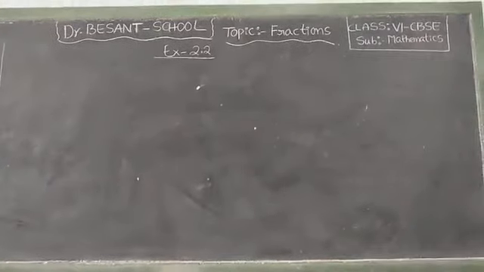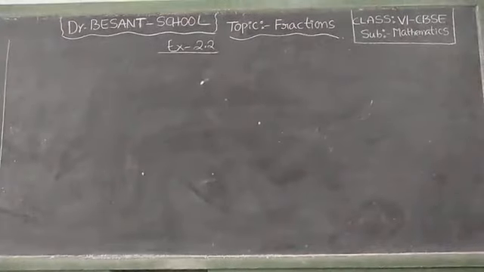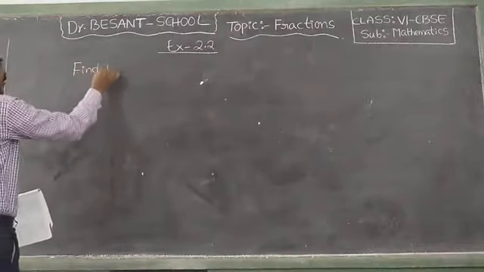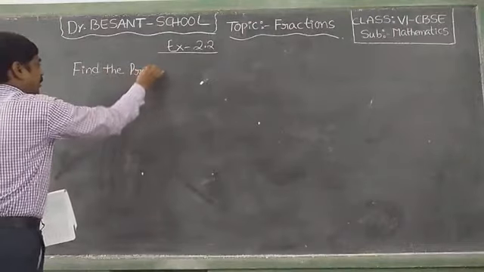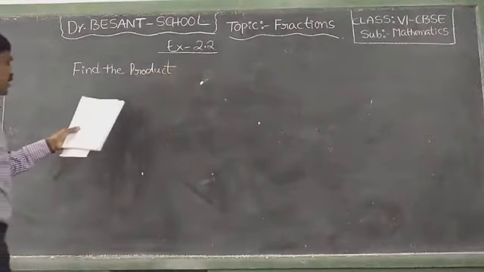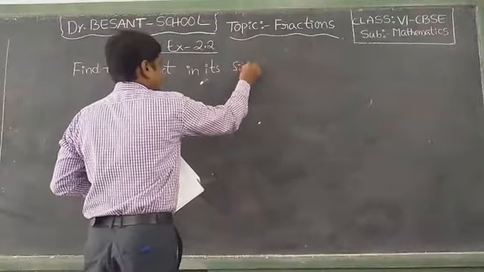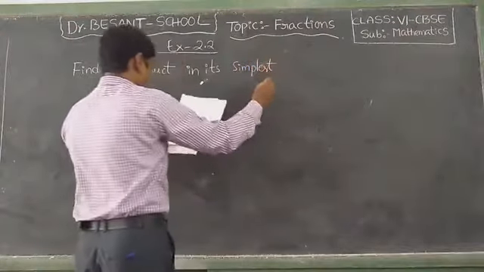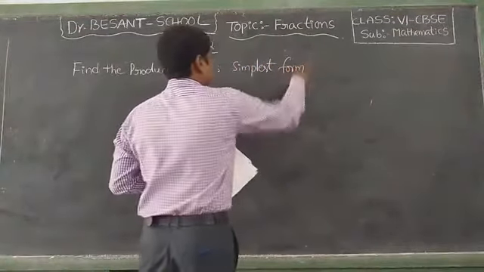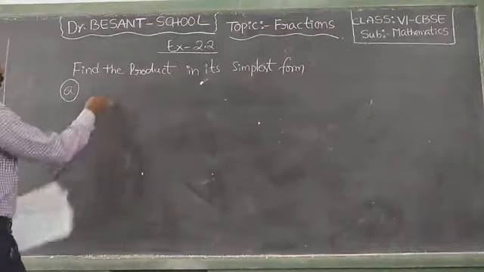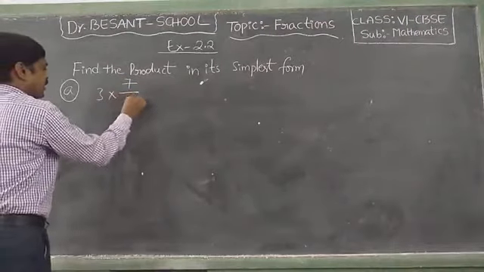Children, just wait. Find the product in its simplest form. The first, A: 3 into 7 by 54.